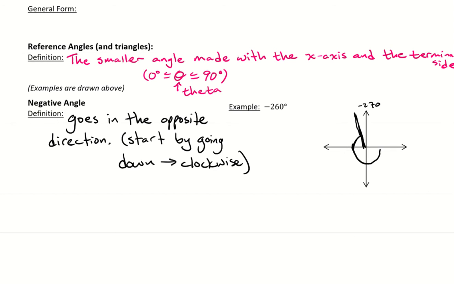So if that's 10 degrees shy, then our reference angle would be like 80 degrees, right? This would be 80 and this would be 10. So that's going to be the terminal side, right? And then this right here is the initial side. And this is the reference angle, which is 80 degrees.